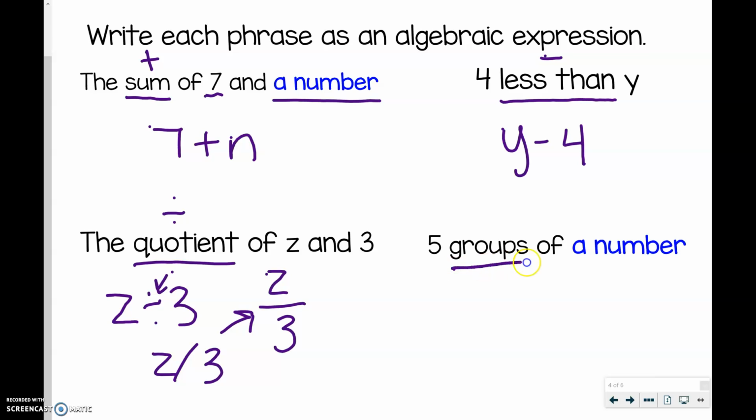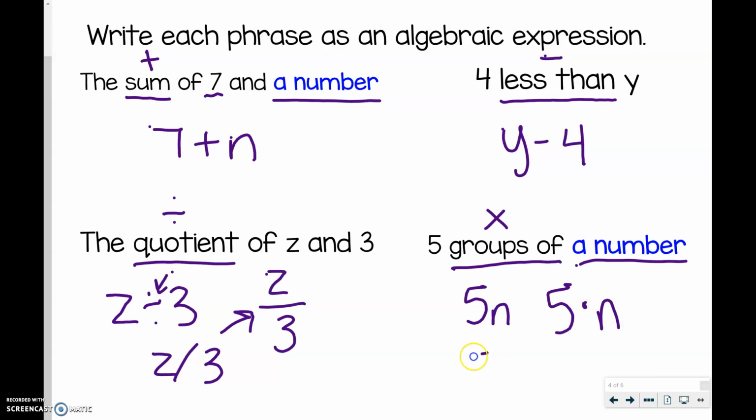So we've got 5 groups of a number. Well, groups of is signaling multiplication. Okay, we talked about how it does touch on division, but it's mainly multiplication. So we're saying 5 groups of a number. A number, again, is representing any variable at all. You choose what you want. I'm going to stick with n because I did it before. So you can write this a couple different ways. You can write it as 5n, just next to each other like that, because when it's next to each other, it means multiplication. You can use the dot if you want.